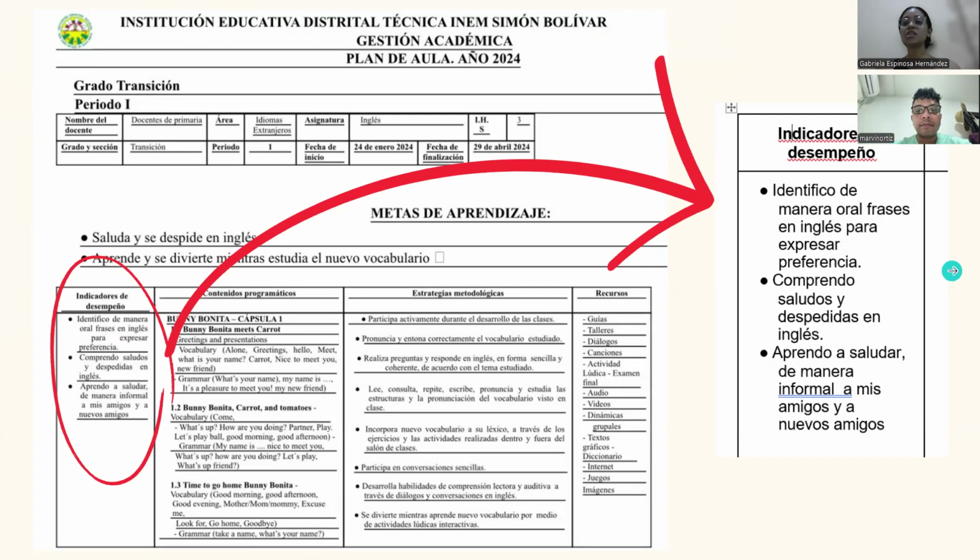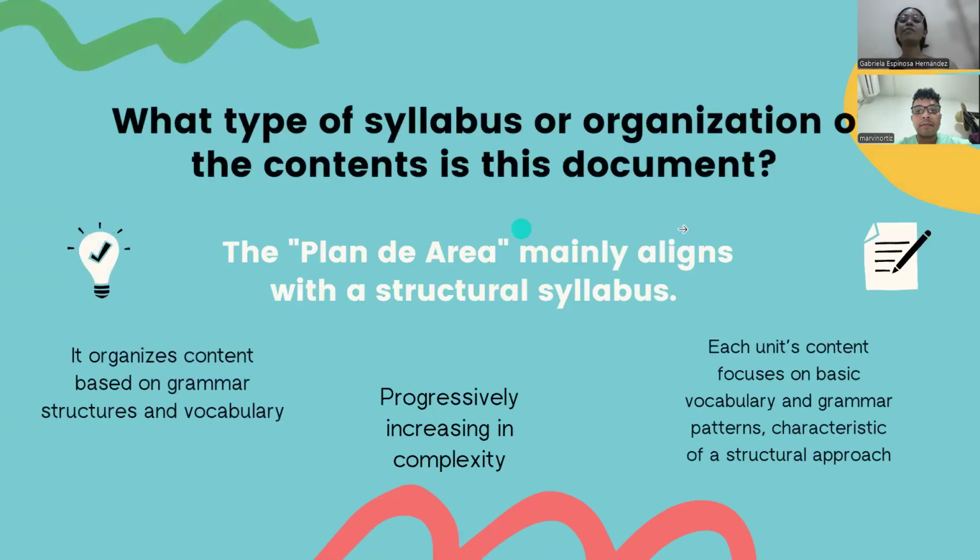So the next question is, what is the type of syllabus or organization of the content in the document? In this document, the syllabus organizes the content based on grammar structure and vocabulary. This syllabus progressively increases in complexity, and each unit focuses on basic vocabulary and grammar patterns characteristic of the structural approach.